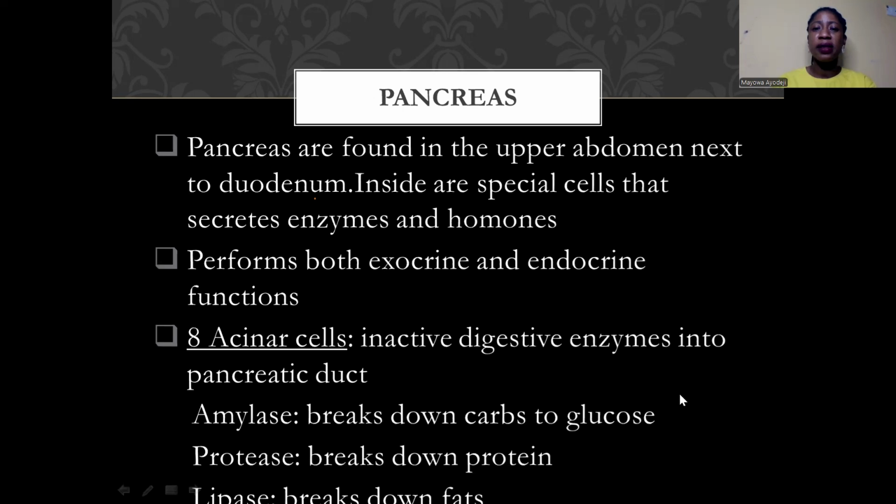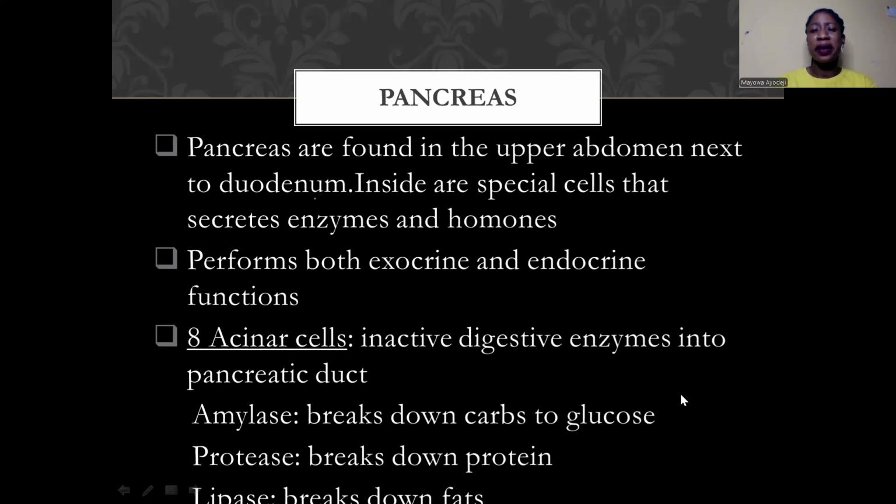Now, the pancreas is located in the left upper quadrant of the abdomen, and it has different organs that are surrounding it. So it is next to the duodenum because it has a relationship with it. It is next to the duodenum because the pancreas, we all know, is both an endocrine and exocrine gland. So it has a relationship with the duodenum.